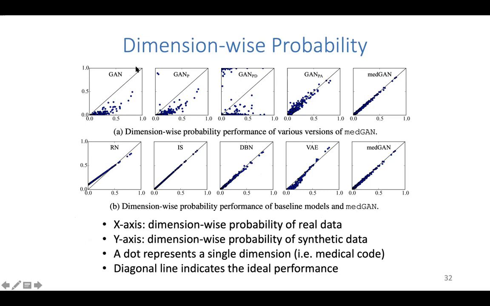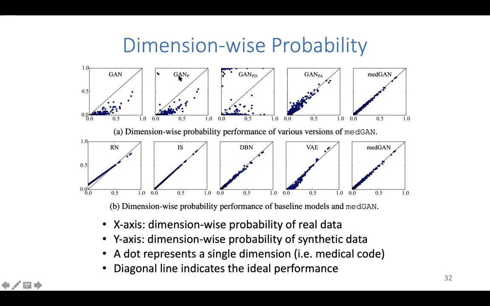So theoretically, if the occurrence probability estimated from both fake and real samples are exactly the same, then all the dots should lie on the diagonal line, right? A perfect diagonal line would mean that, at least in this dimension-wise probability evaluation, the fake samples show the exact same dimension-wise occurrence probability as the real samples. But unfortunately, for the original GAN, again, it's nowhere even close. It all falls underneath the diagonal line.